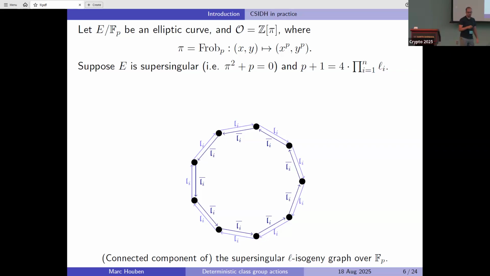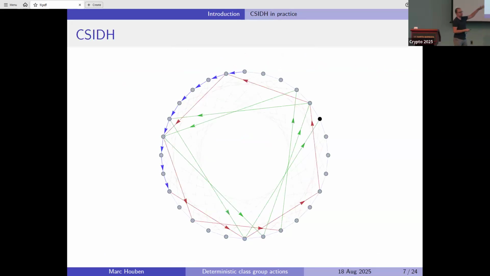Okay, so these turn out to correspond to prime ideals whose product is principal. In other words, trivial in the class group. That's why these isogenies kind of go in different directions in this cycle. And then if you take the union of a bunch of graphs like this, then you get the picture that I showed you.